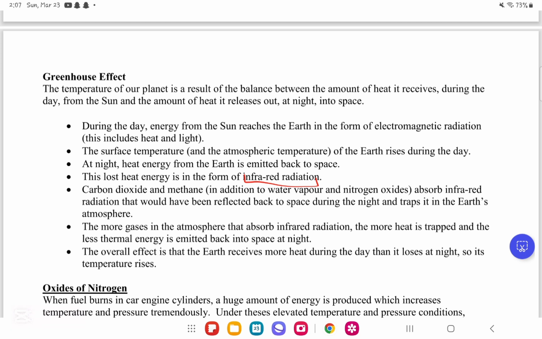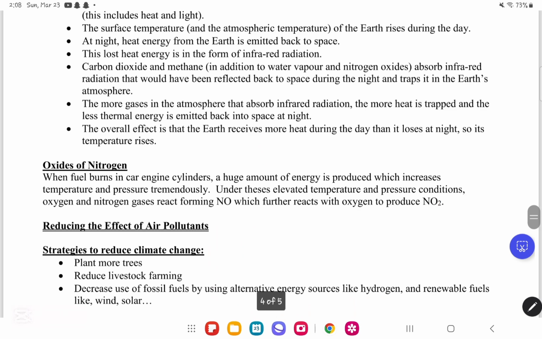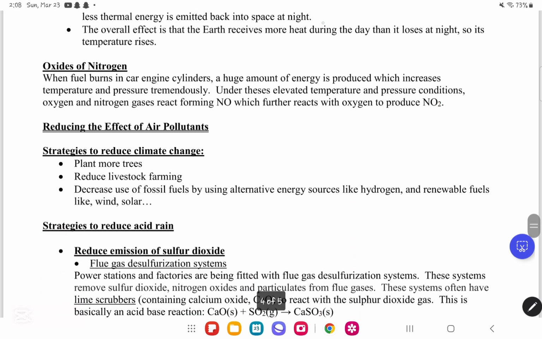Carbon dioxide and methane, which are the greenhouse gases, absorb infrared radiation that would have been reflected back to space during the night and trap it in the Earth's atmosphere. The more gases in the atmosphere that absorb infrared radiation, the more heat is trapped and the less thermal energy is emitted back into space at night. The overall effect is that the Earth receives more heat during the day than it loses at night, so its temperature will rise, which is drastic. We don't need that. Now we move on to the oxides of nitrogen.